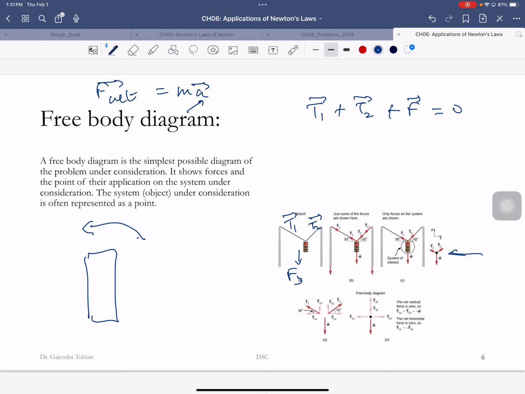Yep. What about the third law? I'm sorry? What about the third law?